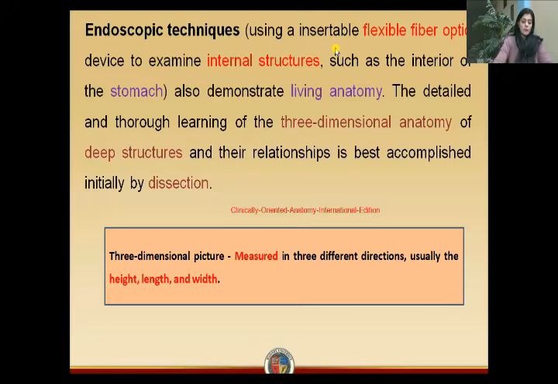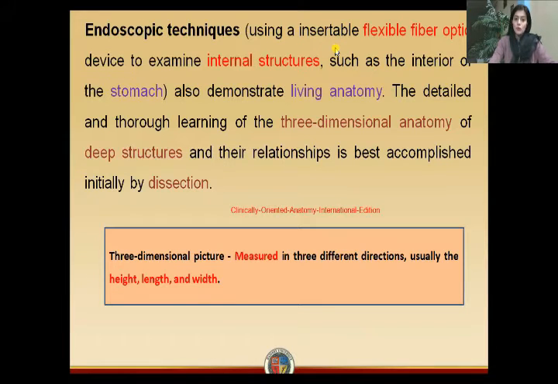Now student, the second part of the lecture is regarding the endoscopic techniques. These endoscopic techniques are also part of the regional anatomy. In these techniques, we basically use an endoscope that is attached to a flexible fiber, which is attached to a light and a camera, in order to visualize the internal structures. For example, you can visualize ulcers in the stomach by this technique.